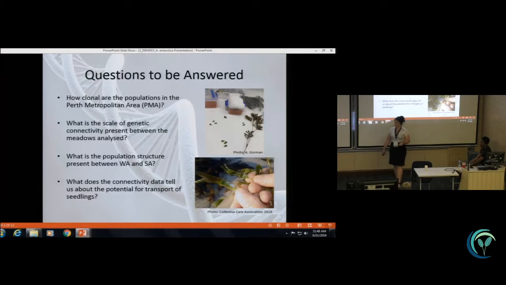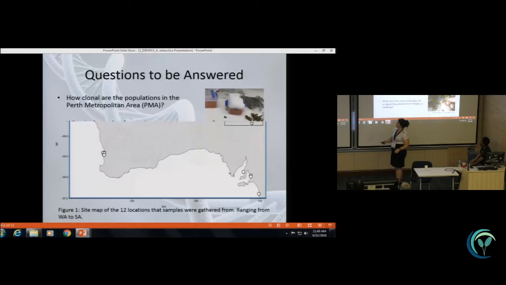From there, we analysed the population structures individually. This was across all sites, and then I could look at whether on a broad scale, Western Australia and South Australia have similar population structures, and therefore we could look at the genetic connection or diversity between the two. Now, after all of that, I had to ask myself what the connectivity data told me about its potential for seedling transportation in the meadows along the temperate coastline.